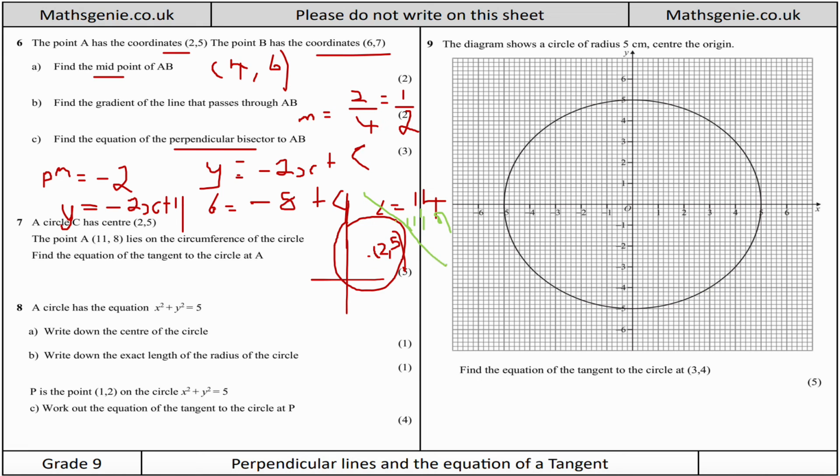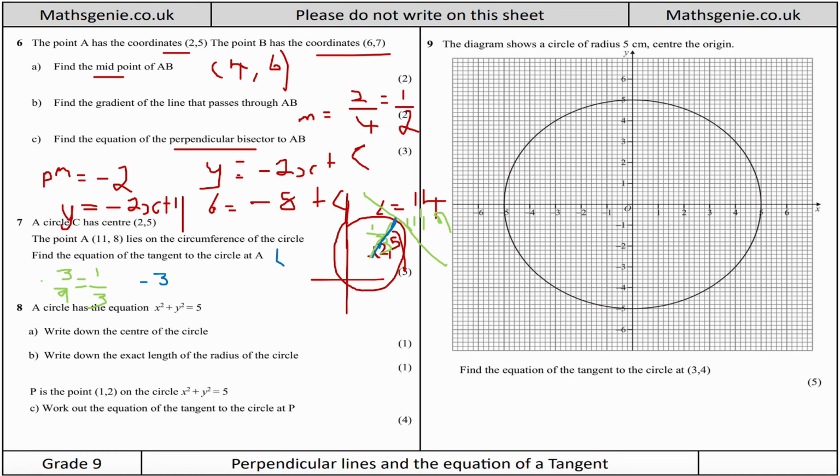A tangent touches a circle at one point. In this case, it's 11, 8. So we're going to work out the gradient of 2, 5 and 11, 8, and then work out the negative reciprocal of that. So 8 take away 5 is 3. 11 take away 2 is 9. So it's 3/9 or 1/3. That's the gradient of this line here, shown in blue. So the negative reciprocal of 1/3 is -3.